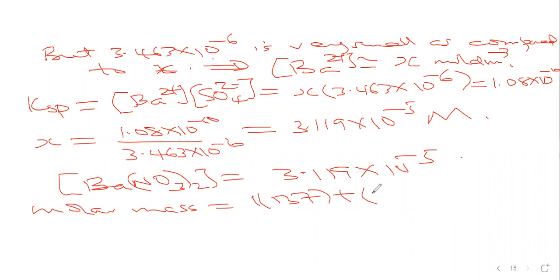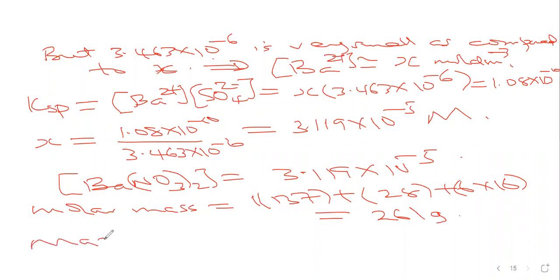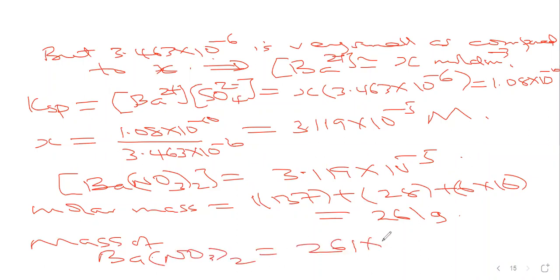Then nitrogen is 14 times 2, which is 28. Oxygen is 3 times 2, which is 6 times 16. This will give us the total mass as 261 grams. So mass that must be added, mass of barium nitrate will equal to 261 times 3.119 exponent -5. That gives me 0.008 grams.